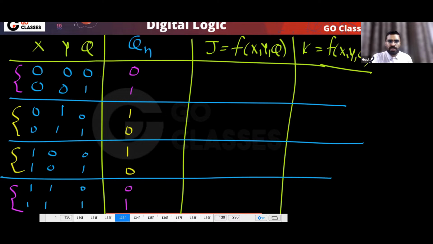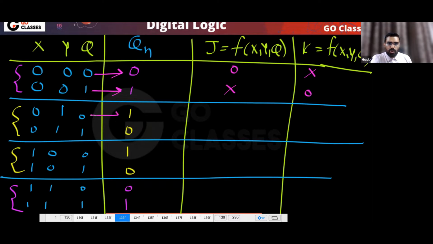Now from these two, I will find out what is J comma K from the excitation table. In the JK, if you go from 0 to 0, then what is the excitation table of JK? Either this combination or this combination. It means 0 comma don't care. If you go from 1 to 1, then either this combination or this combination. Means don't care comma 0.